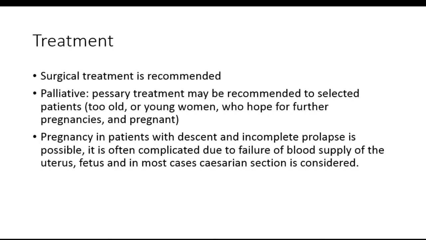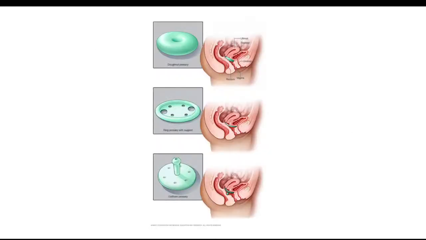Pregnancy in patients with descent or incomplete prolapse is possible and is often complicated due to failure of the blood supply to the uterus and fetus. In most cases, cesarean section is considered for patients with pregnancy in prolapse or uterine descent. But of course, as I mentioned before, these pessaries, as conservative treatment for the prolapse, or temporarily before the patient waits for the surgery, can be used.